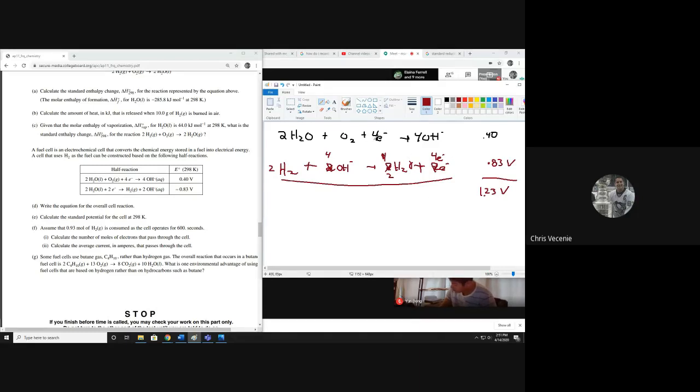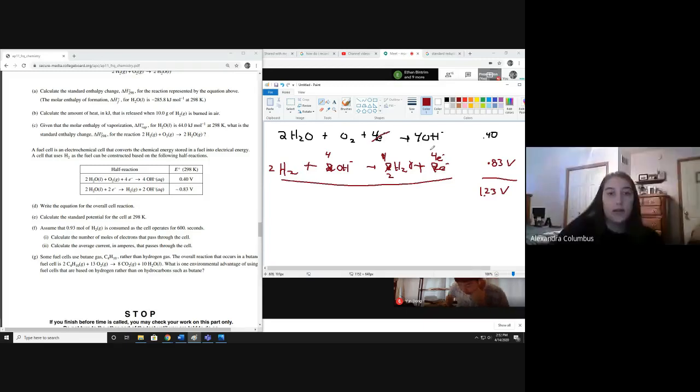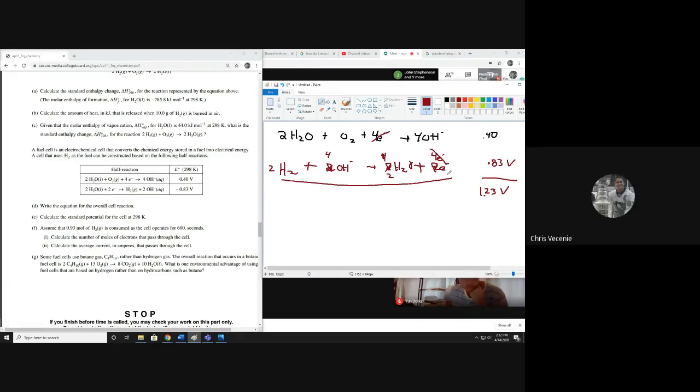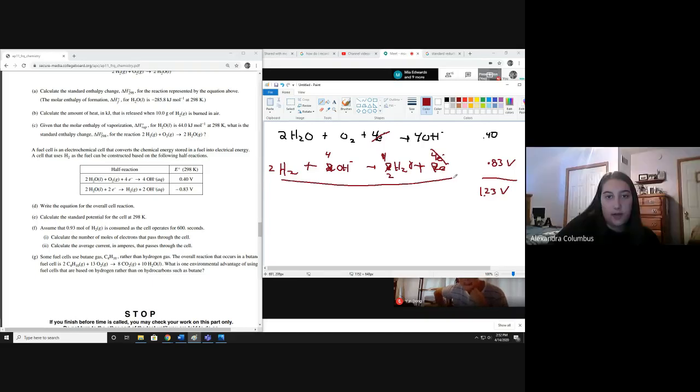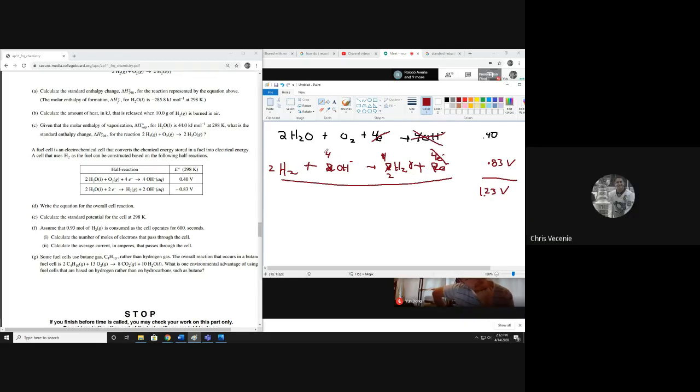Alexandra, what are your electrons going to do? Here and here. They're going to cross out. Anything else you see that's going to cross out? The 4OH. The 4OH is going to go. So those go. And, oh, that's why. Sorry, my apologies. I couldn't read this paint writing. So this was a 2, but it wasn't H2, it was H2O. So this was 2H2O. And then when we times it by 2, it became 4H2O.